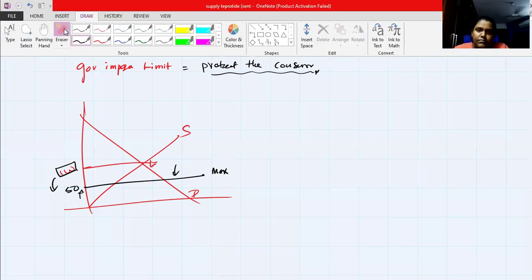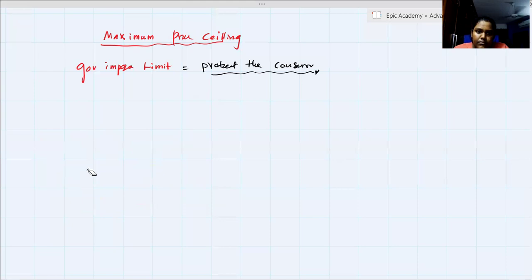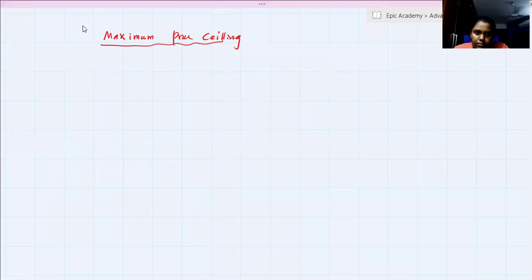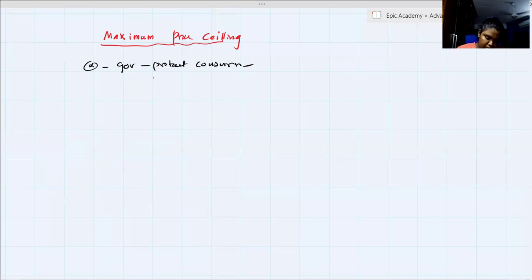Right. So now we have to identify the main features related to the maximum price ceiling. First one is, the government tries to protect the consumer. This is the first one. Government tries to protect the consumer. That means the government directly decides the price of the commodity.